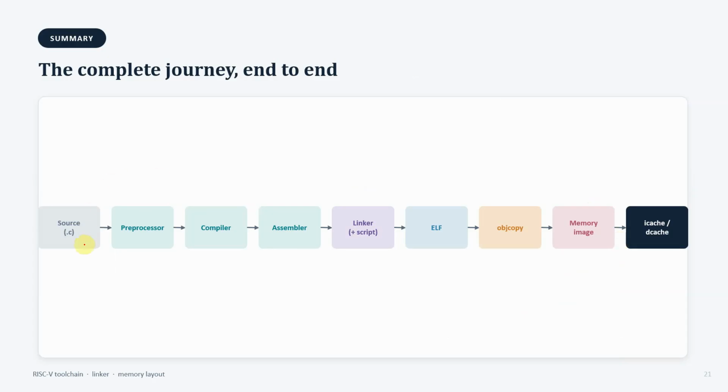So the .c file will be preprocessed, the compiler is going to compile it, and the assembler is going to convert it into a .o file. The linker is going to group them all and provide addresses for each and every section, and we are going to get an ELF file. From the ELF file we give it to objcopy, and from that the actual memory image will be generated, which will be fetched by our iCache or dCache.